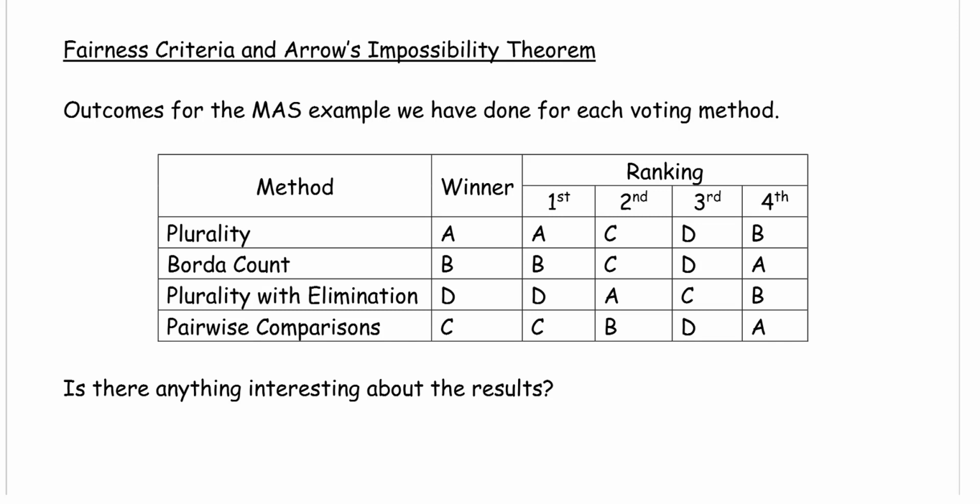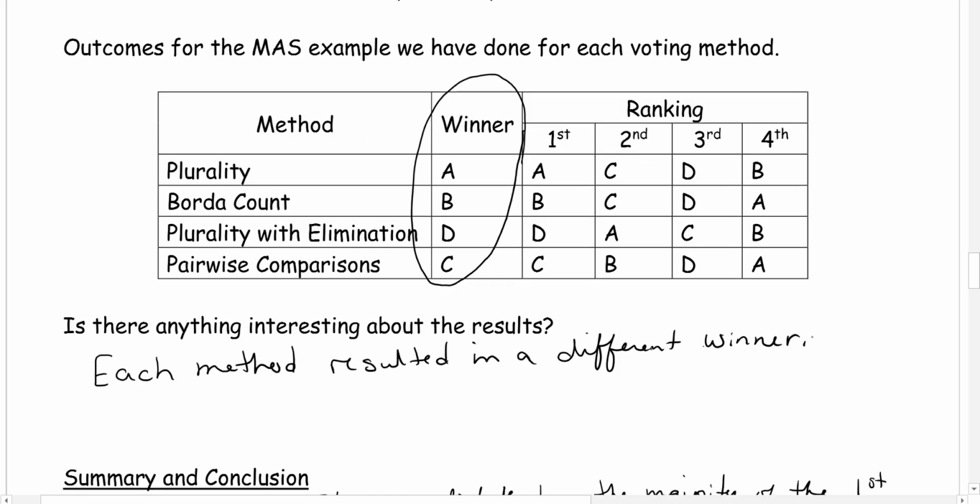So here is a table that has all of the examples that we did for each of the voting methods. One thing that is interesting about the results is that the winner was different for each of the voting methods that we looked at. Each method resulted in a different winner. And the rankings for each method are also in this table, so you can see what those were as well.